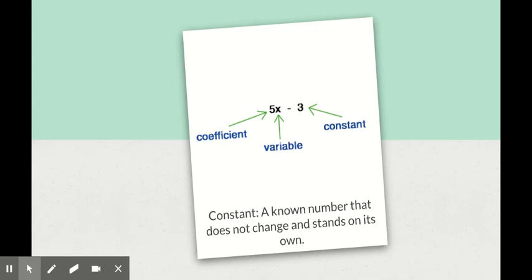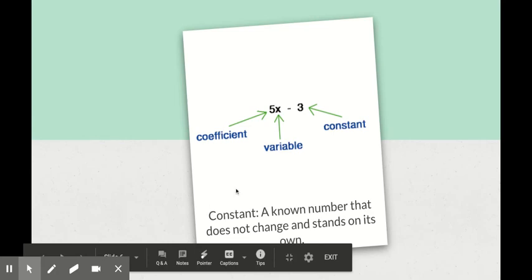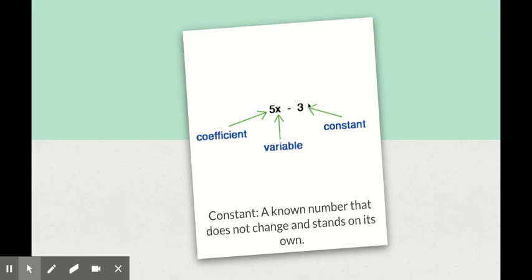So if you're writing notes, please write down this definition, and you can write down an example and draw an arrow pointing to the constant. In this case, it is 3.